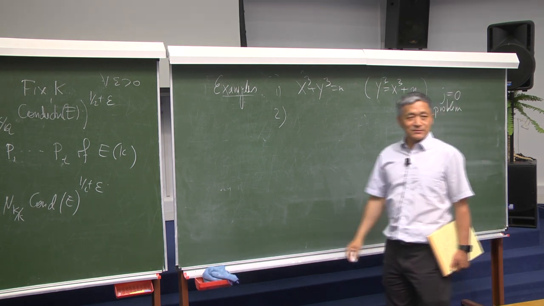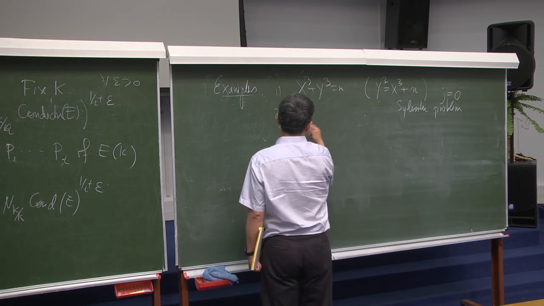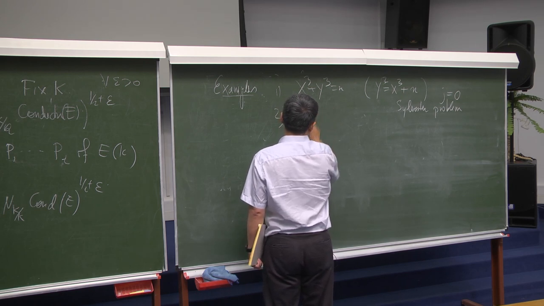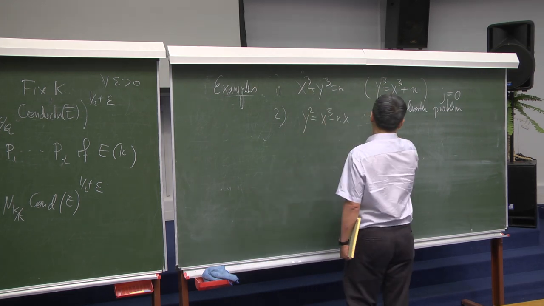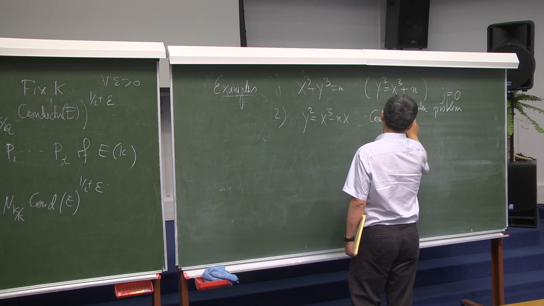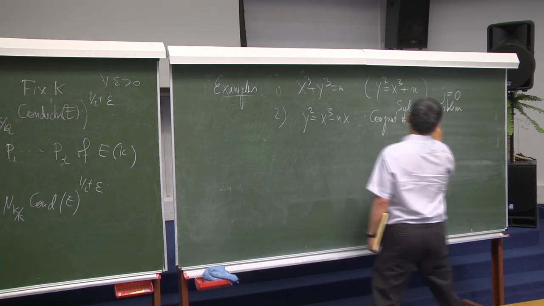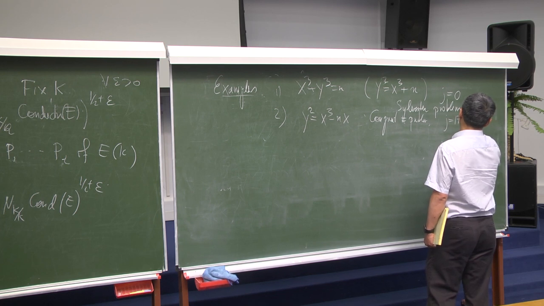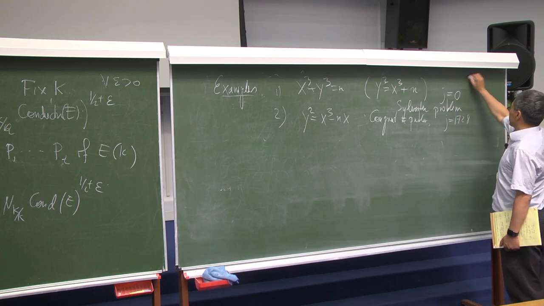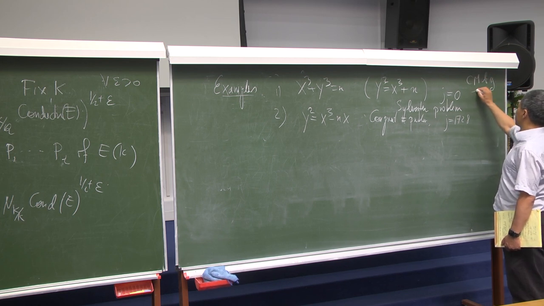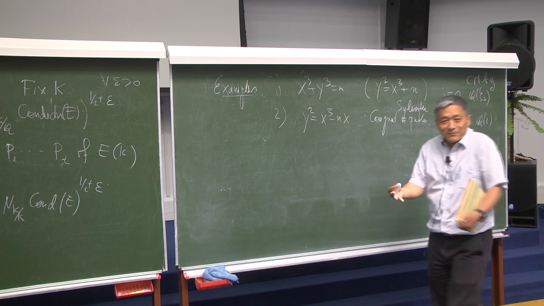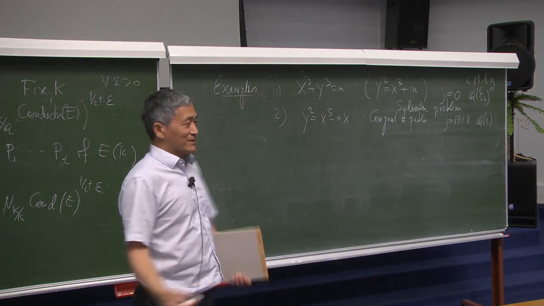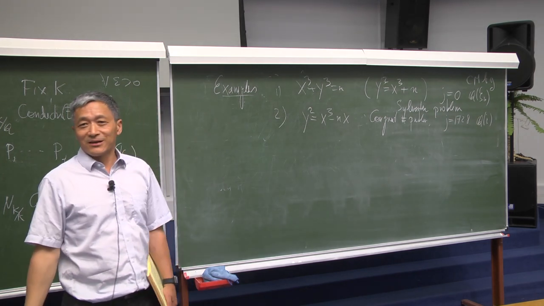Recently there's some progress, but in general we don't know. The second problem is y squared equals x cubed minus nx. So this is the congruent number problem. This is j equals 1728. This elliptic curve has complex multiplication by Z[i], the CM by Q(i). So these are the two simplest elliptic curves you can imagine. Even for these two elliptic curves, we don't really have any idea how to do it.